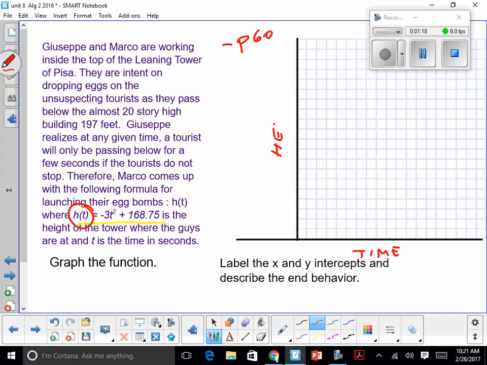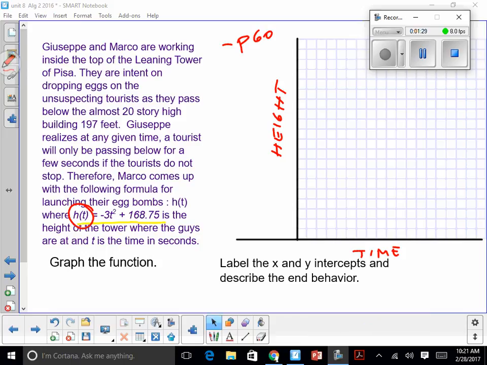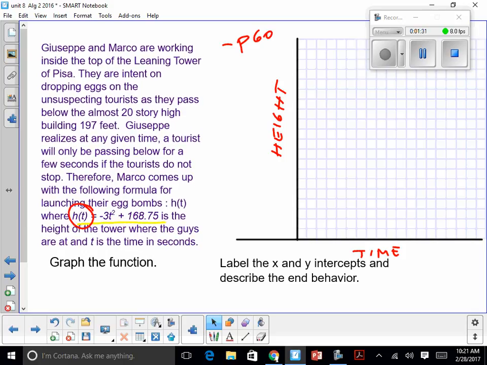Don't graph it just yet. When you insert this into the graphing calculator, make sure that the -3, whatever, you are using the negative button that's below the number 3.